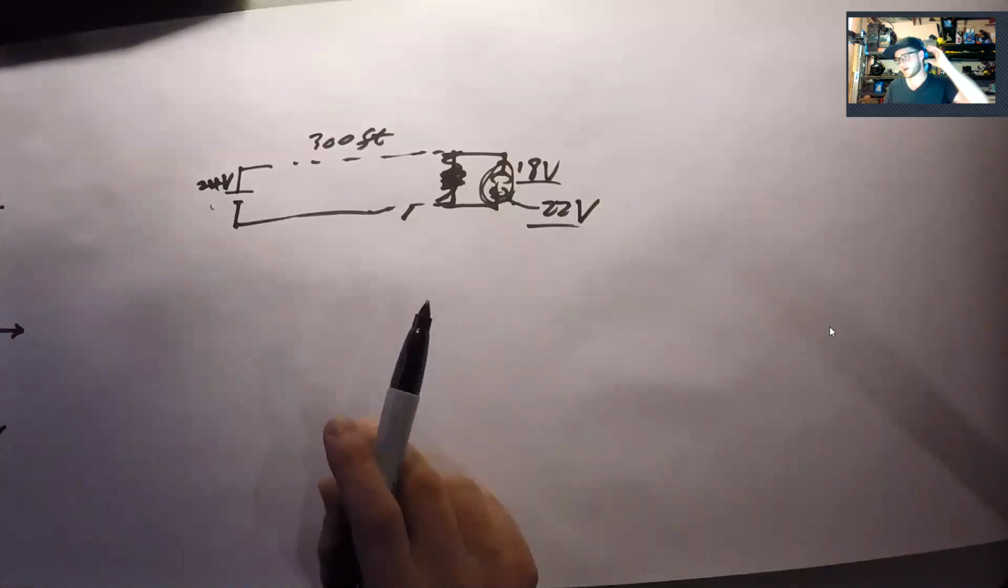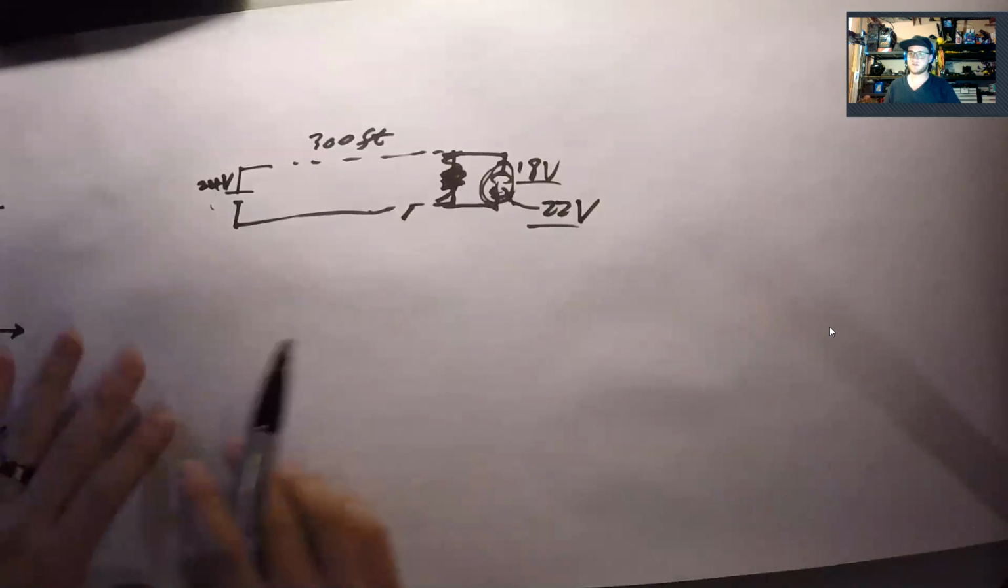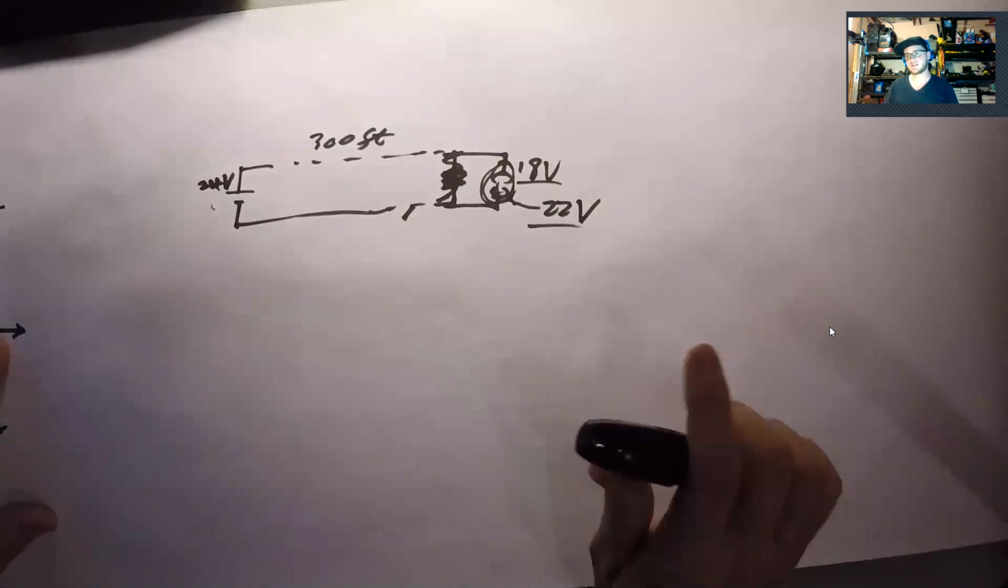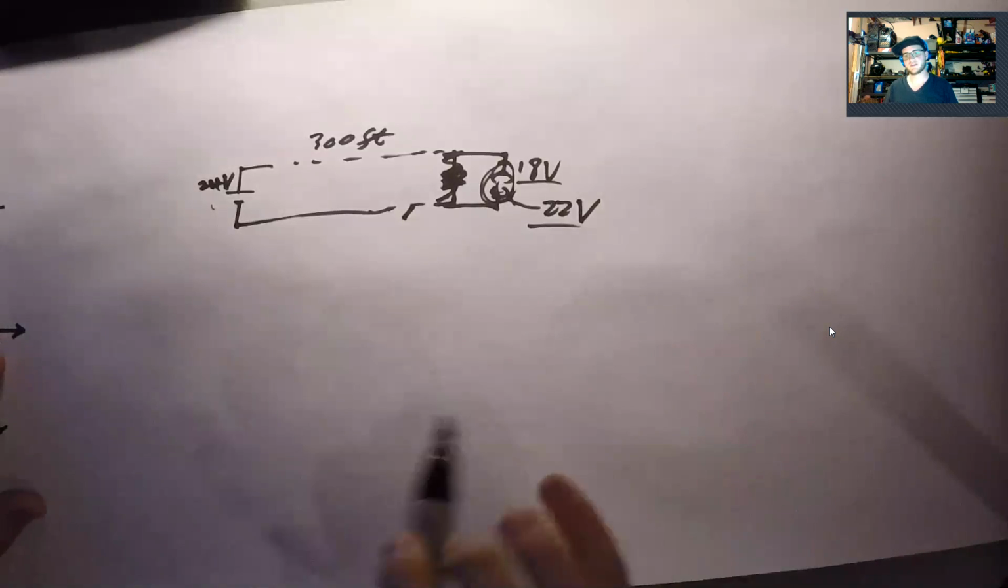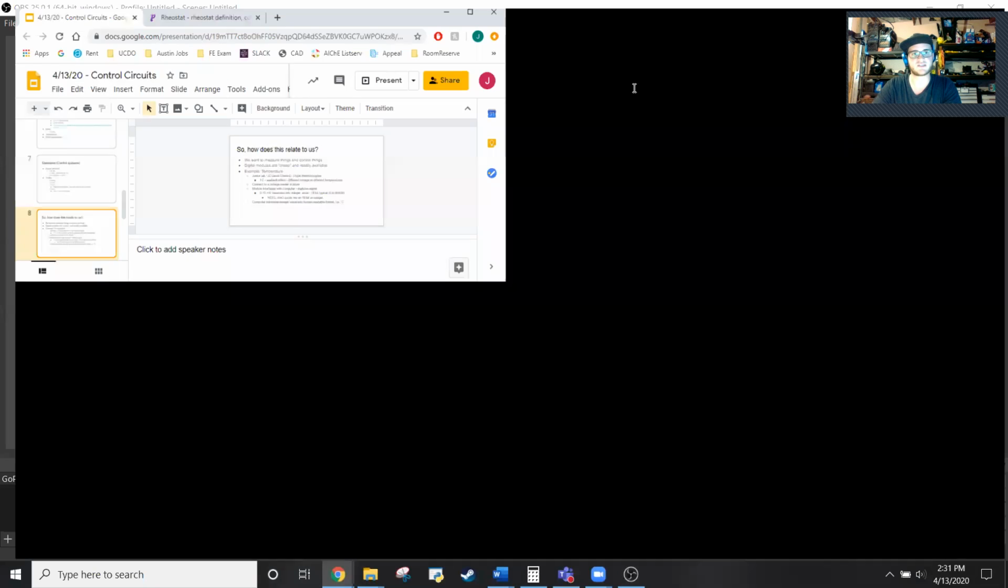So this is a drawback of using DC voltage in long distances. And so in some heavy duty industrial facilities, this discrete signaling will actually be done using 24 volts AC.